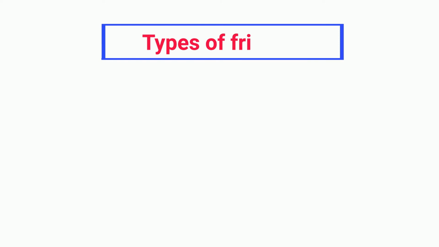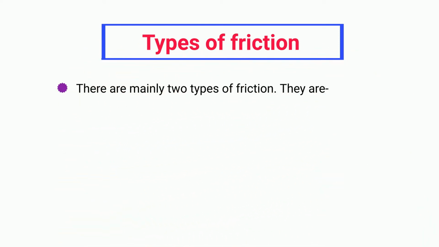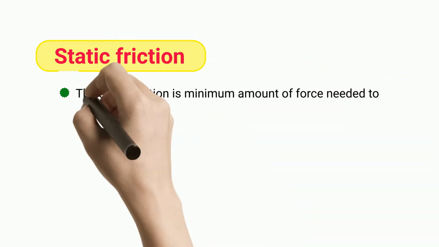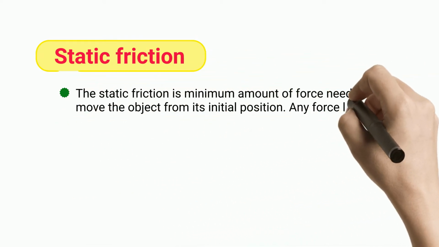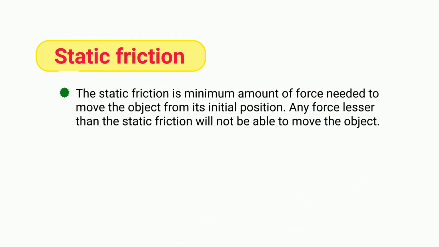Types of friction. There are mainly two types of friction. They are static friction. The static friction is the minimum amount of force needed to move the object from its initial position. Any force lesser than the static friction will not be able to move the object.